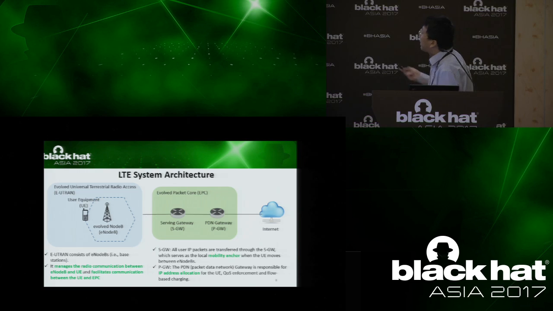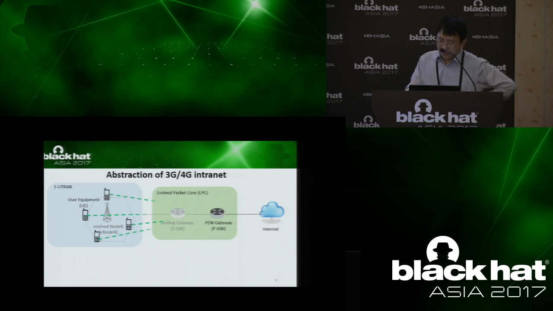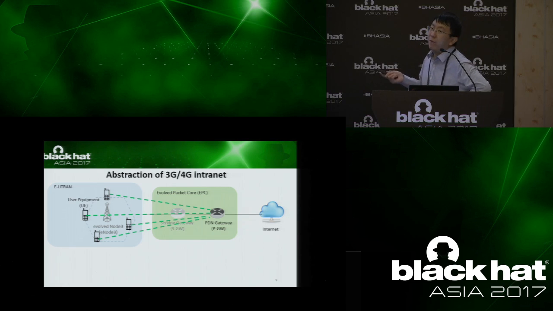So based on this architecture, whenever an IP packet is sent out by the device, it goes through the base station and the gateways, and eventually reaches the internet. Okay, so let's do a little abstraction. Let's hide the existence of the base station and the SGW. We can think of it this way: different mobile devices actually connect to the PGW.